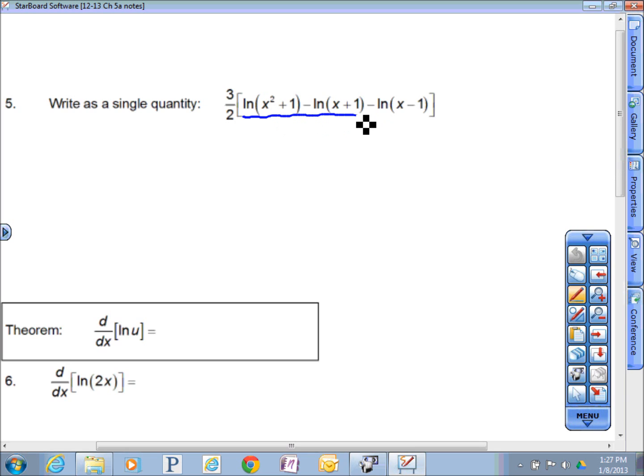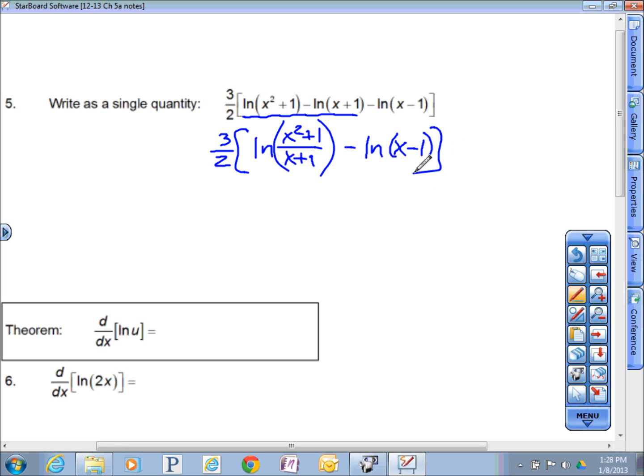If I wanted to write this as a single quantity, well, let's see. If I start with this much of it, that's subtraction. So I'm going to deal with the 3 halves last. So I've got natural log of x squared plus 1 divided by x plus 1. I change that subtraction into a single log of division minus natural log of the quantity x minus 1. Well, now here I am with subtraction again. If I've got subtraction again, let's do the same thing. So now it's natural log of the quantity x squared plus 1 over x plus 1 being divided by the quantity x minus 1.